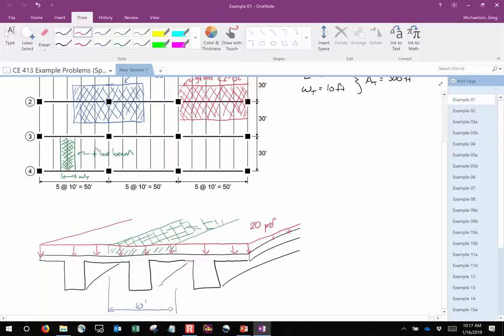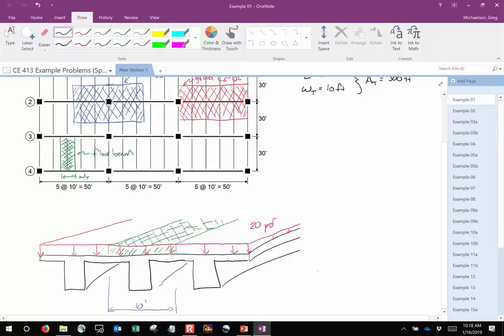What I'm proposing is this. This is a 3D system, right? We have beams going this way, we have beams going this way, and then we have the Z-axis, we have gravity. What I want to do is collapse this into a two-dimensional system. And so this is how I'm going to handle this. If I have a beam that's being subjected to 20 pounds per square foot over a width of 10 feet, what I can do is this.